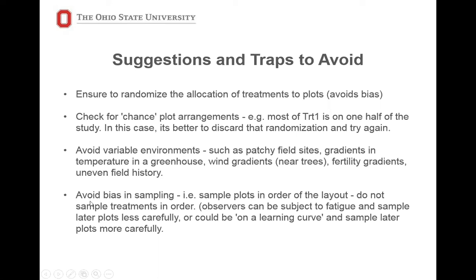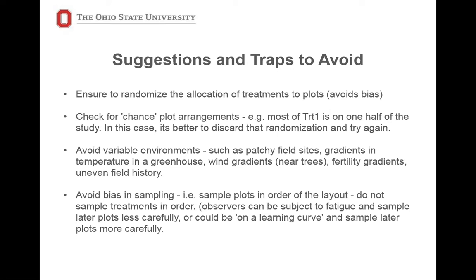We should try to avoid any bias in sampling. We should sample plots in order of the layout. It may be tempting to want to sample, say, all of treatment 1 and go to the locations where treatment 1, if it maybe has a specific protocol, is sampled. But we should be very careful to avoid sampling in the treatment order. We should sample in the plot order. They will be randomized, and so then our sampling will be randomized.